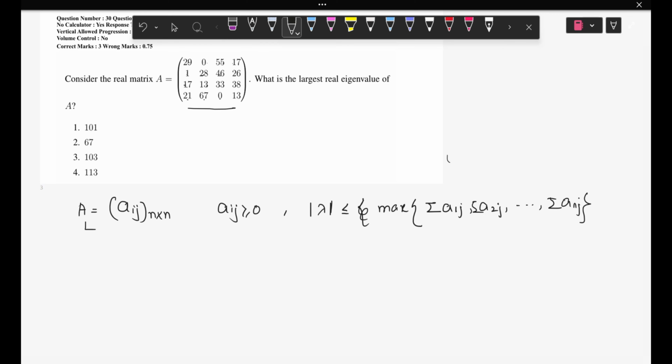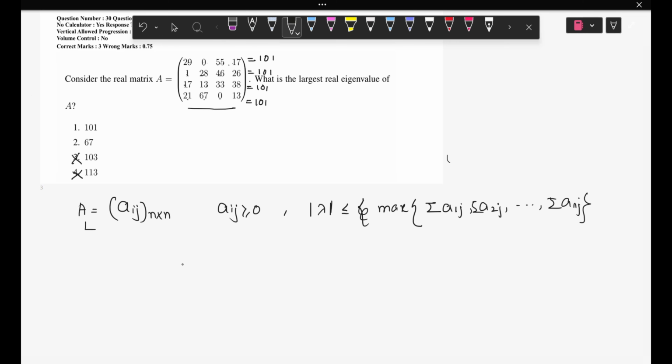So in that purpose, let's find out the sum of all rows of this matrix. If you add all the elements 29, 0, 55, 17, you would get 101. Again, if you add all the elements, you would get 101. This is 101. This is 101. So what I can say is that the maximum possible eigenvalue is 101. So I can eliminate option 3 and option 4. Now I am left with the two options, 101 and 67.